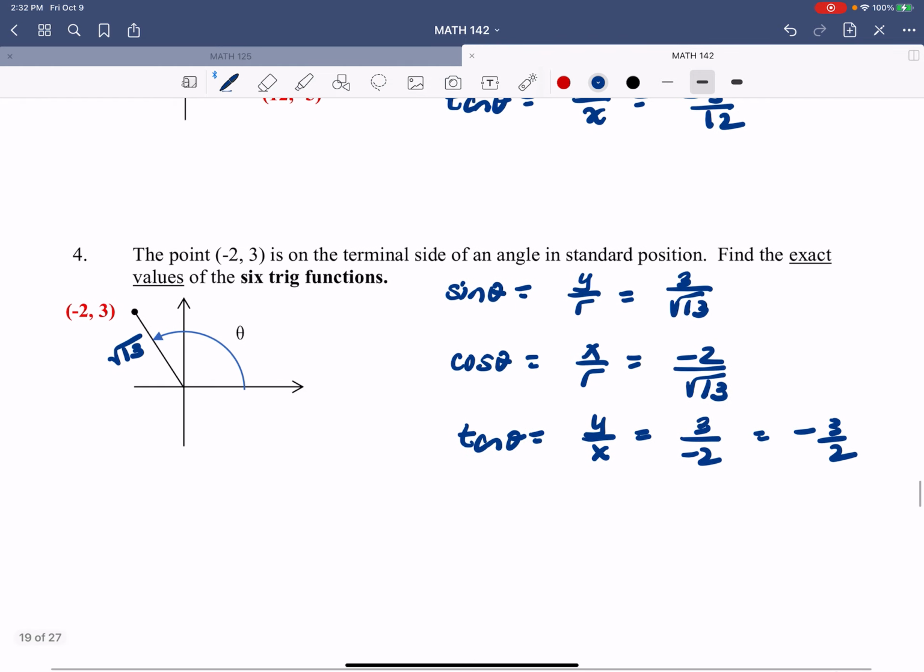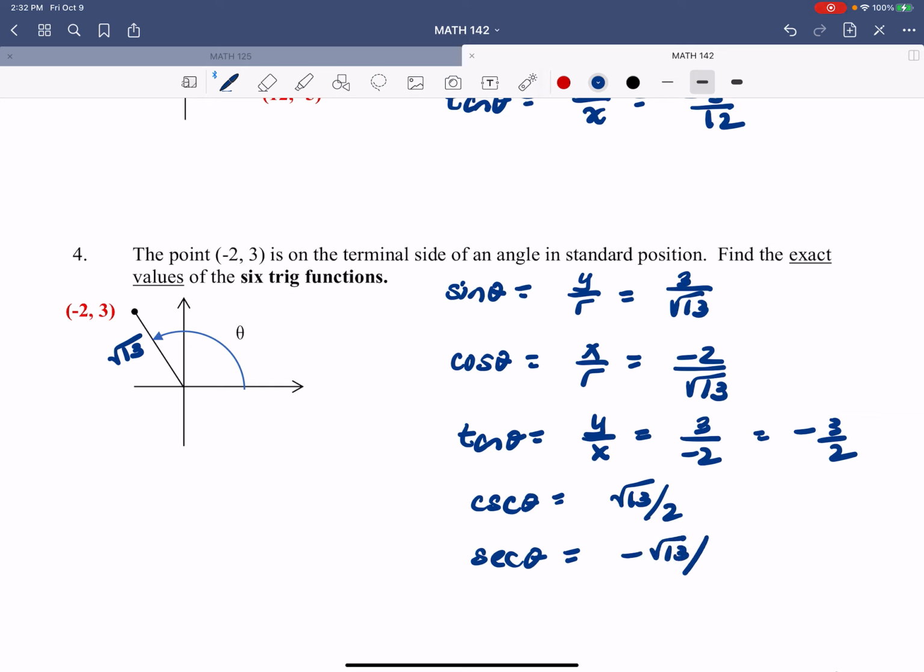So to get the other 3, remember, they're just reciprocals, right? We know that cosecant is the reciprocal of sine. And we know that secant is the reciprocal of cosine. This should have been a 3. And we know that cotangent is the reciprocal of tangent. So there we go. Still the same conventions that we used before. Focus on sine, cosine, and tangent, use those to get the reciprocals.